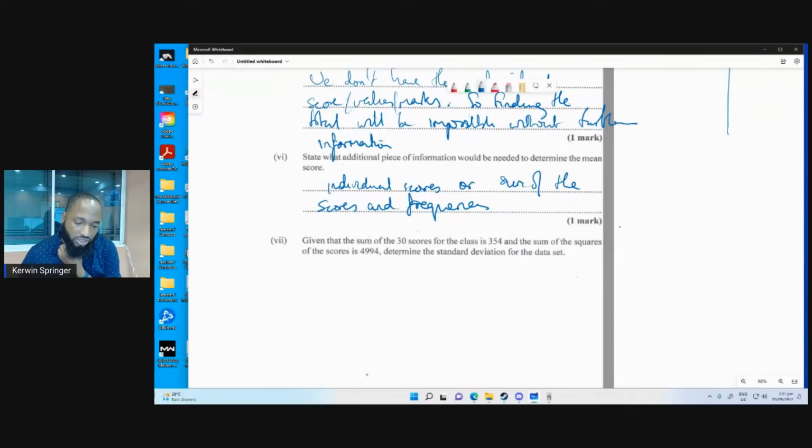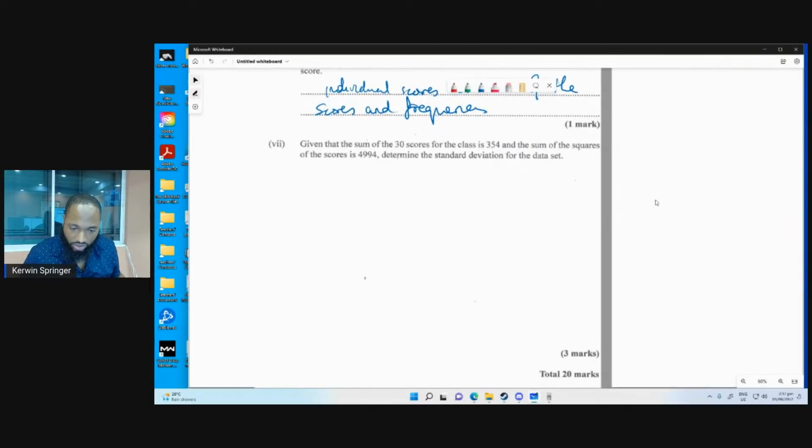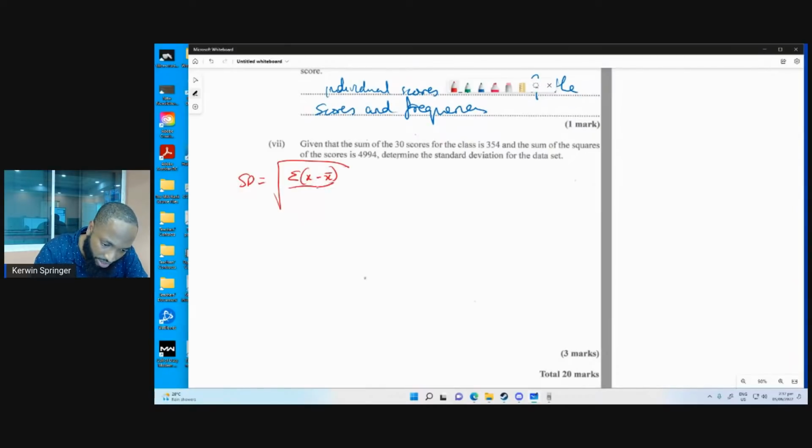Given the sum of the 30 scores for the class is 354, determine the standard deviation. Advanced students, you should know the standard deviation is the square root of the sum of all the individual scores minus the mean, squared, divided by n.